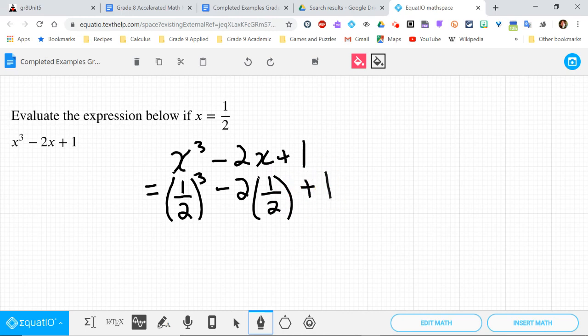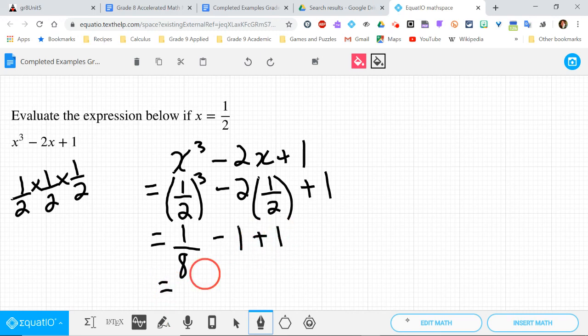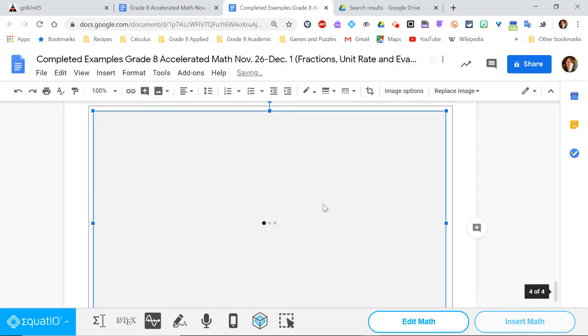times 1/2 plus 1. So over here, 1/2 cubed is the same as 1/2 multiplied by 1/2 multiplied by 1/2. So when I do that, 1 multiplied by 1 multiplied by 1 is still 1. 2 multiplied by 2 multiplied by 2 is 8. Minus, if I have 2 multiplied by 1/2, 2 halves make a whole, so I have -1 and I have +1. So my final answer ends up being 1/8. So I'm going to go ahead and insert my math by selecting the top right corner. And there I have my example.